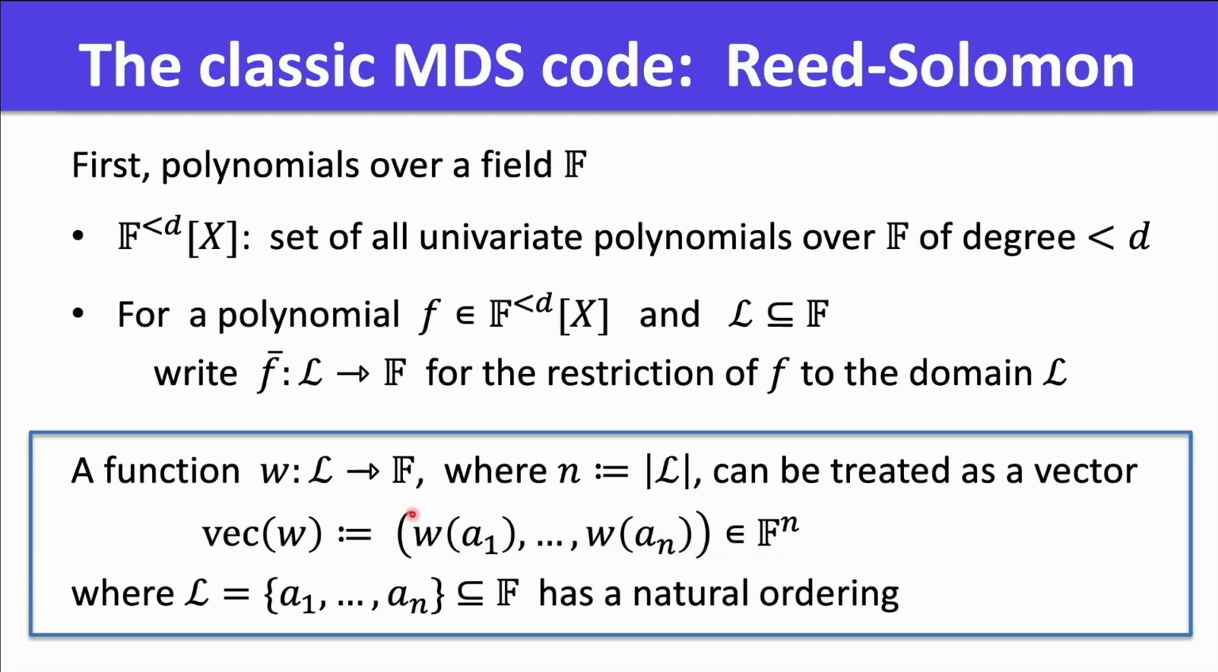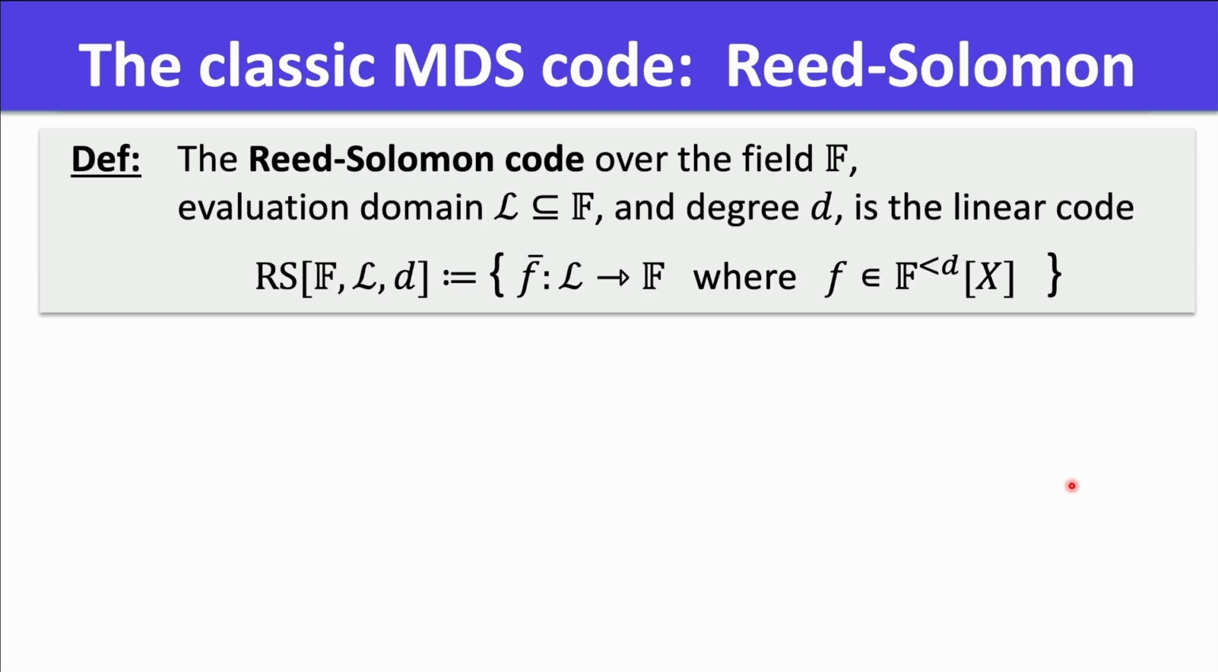And we can take a vector and treat it as a function in the obvious way. Okay, so now that we have our terminology, we can define the Reed-Solomon code. The Reed-Solomon code defined over a field F, using an evaluation domain L in the field, and a degree parameter d, is a linear code that is the set of all bounded degree polynomials restricted to the domain L.